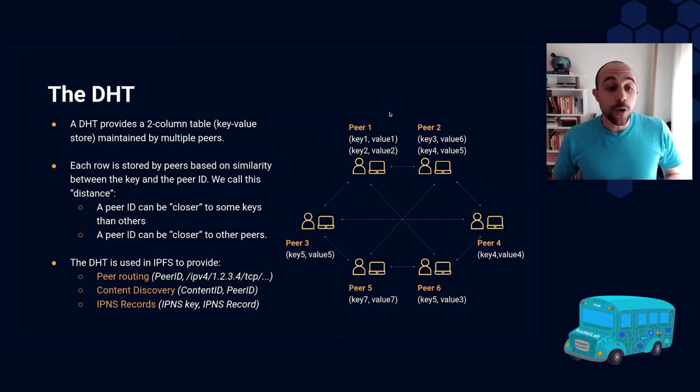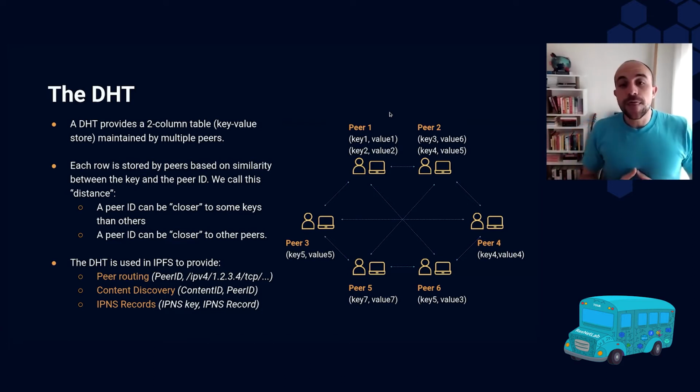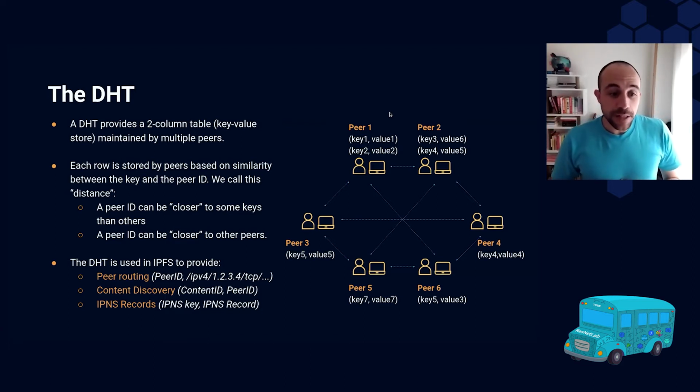Then we also store content routing and content discovery information. So in the key, we will put a key related to the content identifier, for a specific CID, and we will store in that key the list of peers that are storing that specific content. And also in the DHT, we store information related to IPNS records, but we will explain IPNS records in depth when we talk in following modules about mutable content.